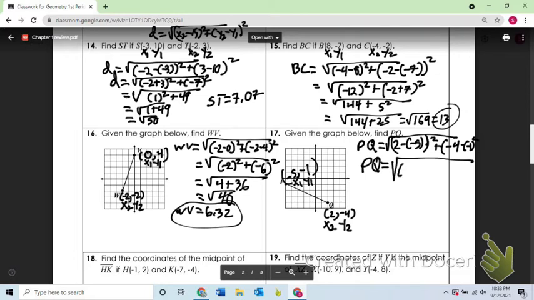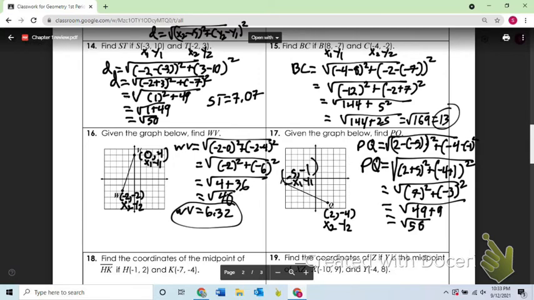Math it out. That turns into 2 plus 5. That turns into negative 4 plus 1. 2 plus 5 is 7. Negative 4 plus 1 is negative 3. 7 squared is 49. Negative 3 squared is positive 9. And 49 plus 9 is 58. Drop that into a calculator, and we get PQ equals 7.6.